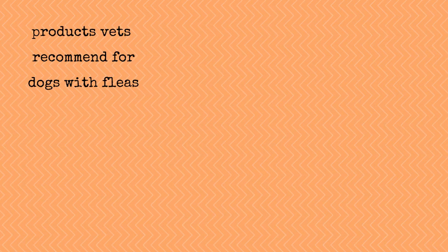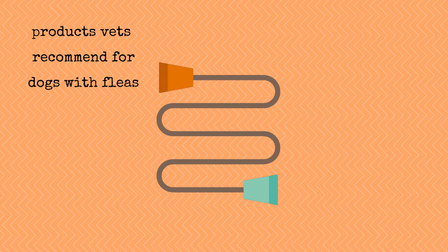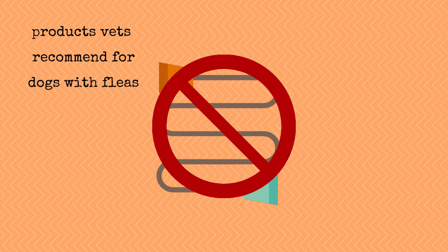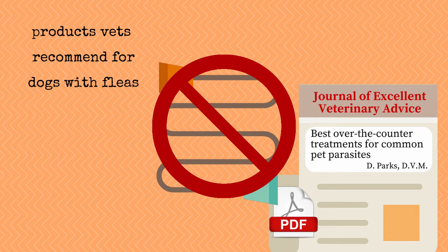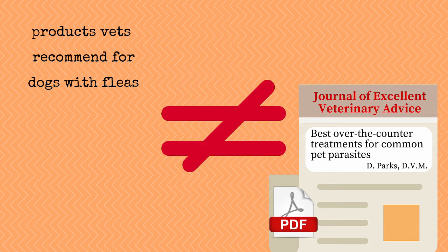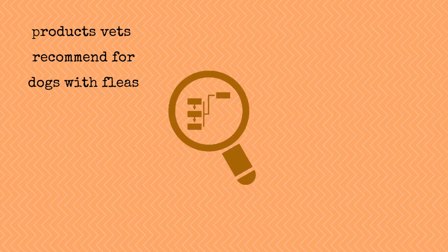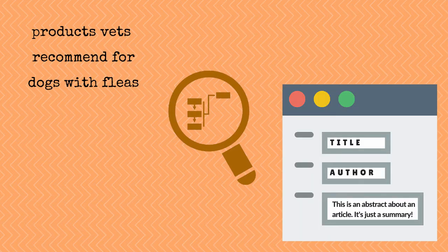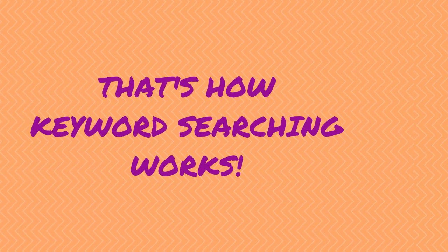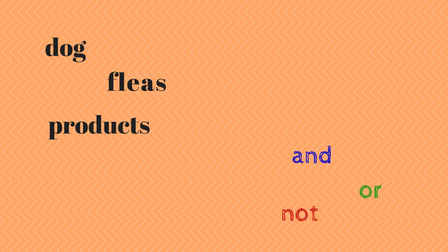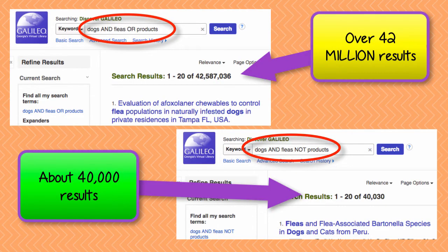So using the same example, if you were to search articles about products vets recommend for dogs with fleas, a database usually can't make the leap that an article published in a veterinary magazine or journal titled Best Over-the-Counter Treatments for Common Pet Parasites would be useful for you because none of the words are the same. At the most basic level, a database takes the exact words you provide and searches for them in the title of the article, the author's name, and in the abstract of the article. And that's it. And even more confusing to new searchers, the order words appear in and the words you use to connect them can change your search results drastically.